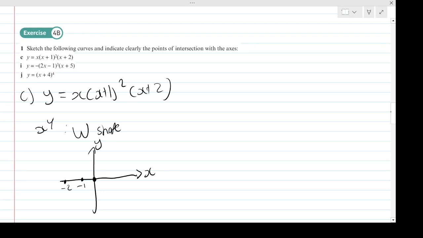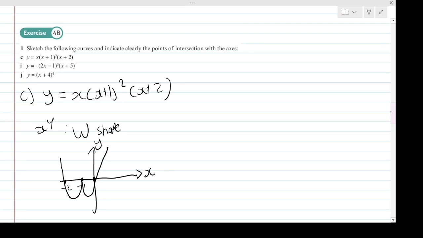Now lastly, what type of roots? Well, x and x + 2 are single roots because they're just single brackets, but this is a double bracket because there's a squared there, so you times it by itself twice. So it's a double repeated root. So it's going to touch at minus 1, but at minus 2 and 0, it's just going to go through. So with that in mind, and it's the W shape again, it's going to be like this. So it's going to touch there. And there we are. Cool.